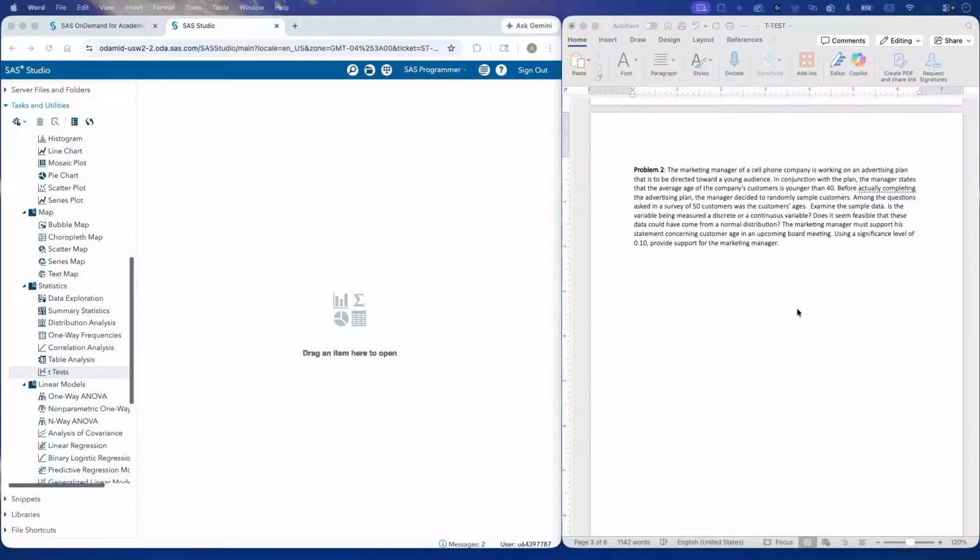In this problem, we are going to look at the problem first, analyze it, then decide what type of tests we are going to go for. The marketing manager of a cell phone company is working on an ad plan that is to be directed toward a young audience. In conjunction with the plan, the manager states that the average age of the company's customers is younger than 40. So this is something that he claimed.